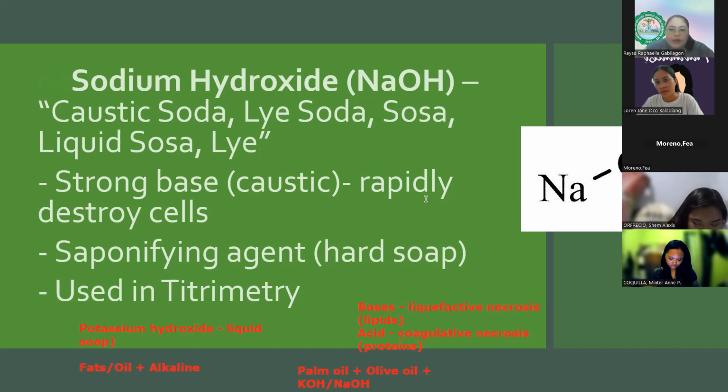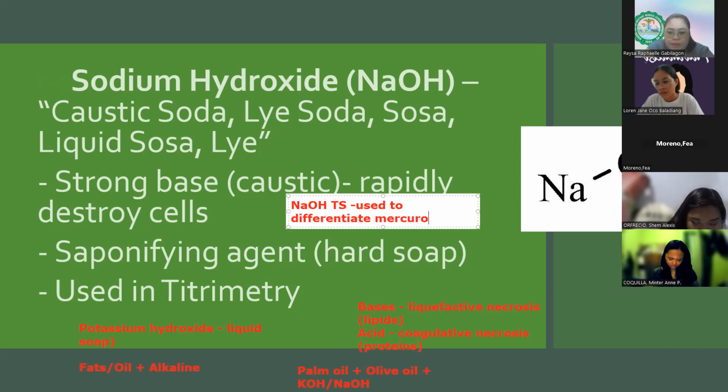Okay? Ano pa yung ibang gamit ng ating sodium hydroxide? Pakisulat na lang kasi hindi ito nasama sa PPT ko. Number 1, the NaOH solution, test solution yung TS ha, test solution. This is used to differentiate mercurous from mercuric.